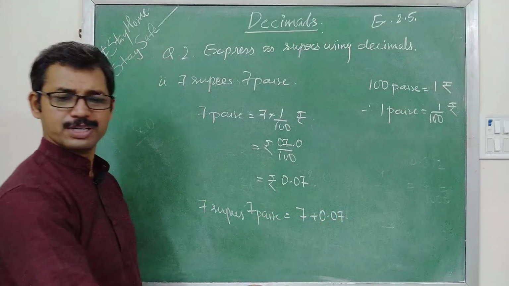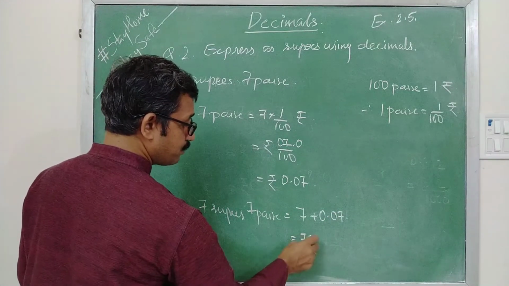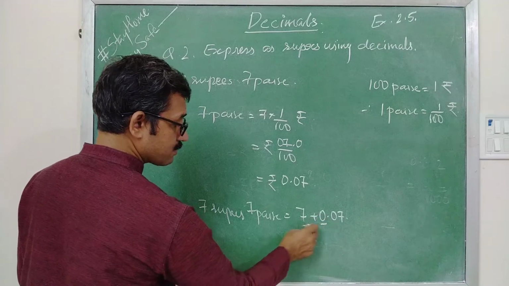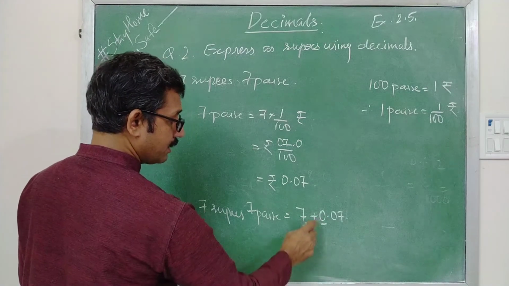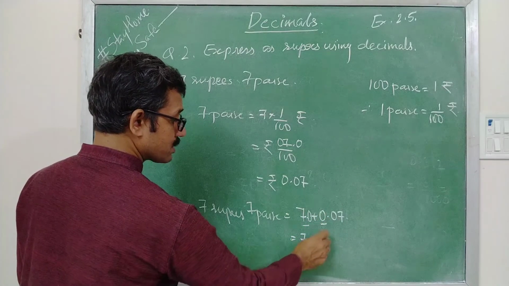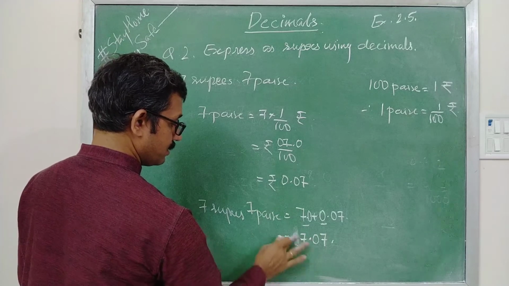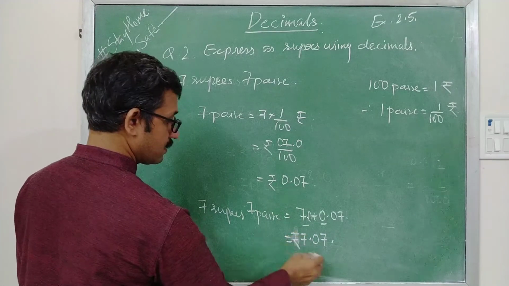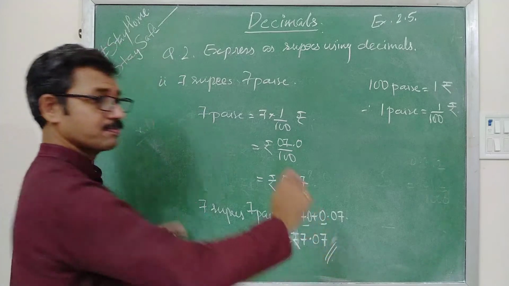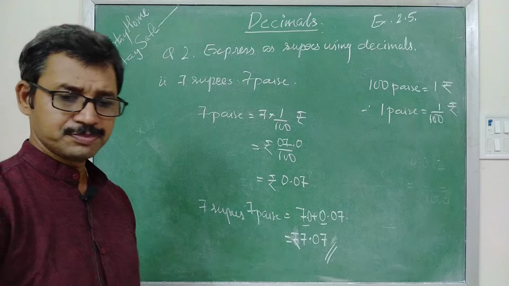If you want you can do it this way, or otherwise directly also you can do. So it is equal to 7 point. Now after this, these will be added. 7 plus 0 is 7, then here it is 0.0, so it is 7.07 rupees. Understand? Like this you have to do it. Then continue.